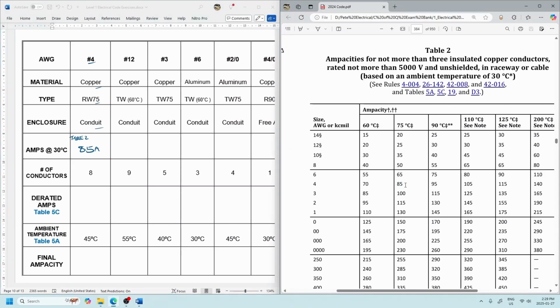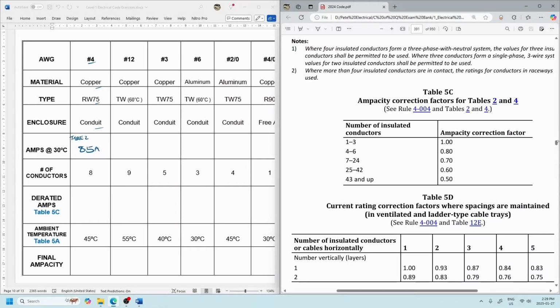Okay, once we've got that, then we can go to table 5C. We've got 8 conductors, right? So 8 conductors would be in the 7 to 24 range, so we've got a multiplier of 0.7. We've got 85 amps, and we're going to multiply that by 0.7. If I take 85 and multiply by 0.7, I'm getting 59.5 amps because I've got 8 conductors in that conduit.